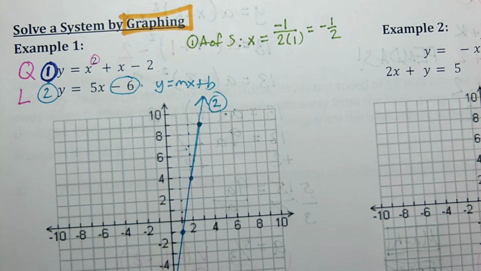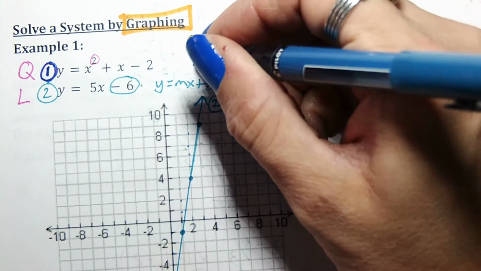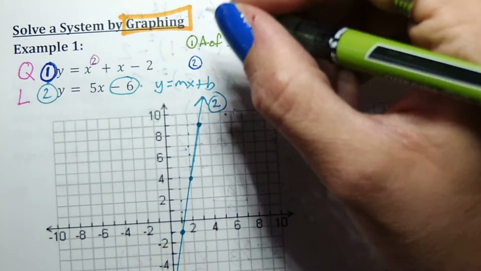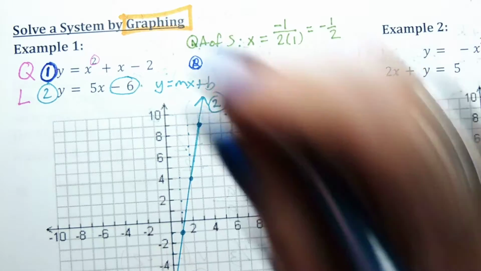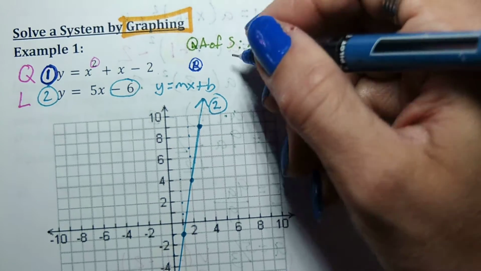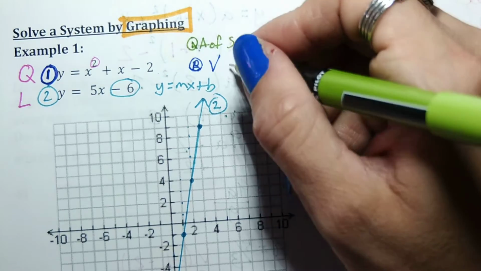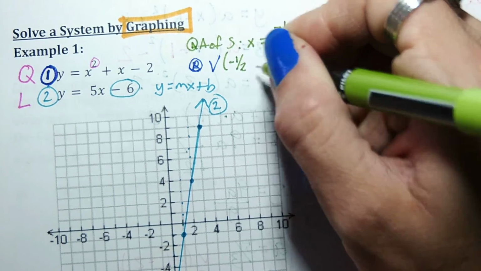So that tells me the x coordinate of my vertex. Maybe I should be labeling these steps A and B, not to be confused with our 1 and 2 over there. So that leads us to the x part of our vertex. So -1/2.